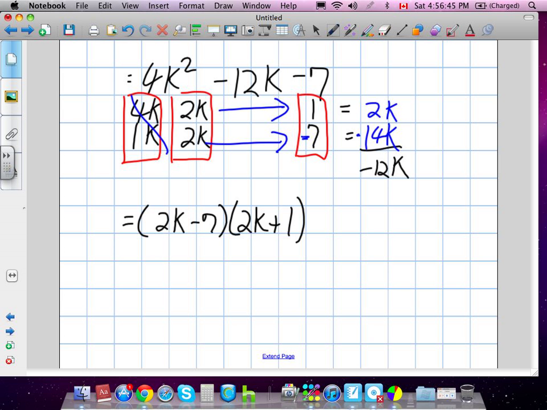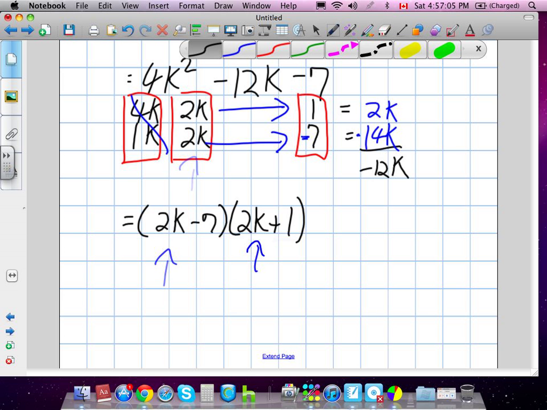Now normally, whatever you multiply by, the 2k and minus 7 have to go in opposite brackets. So I put the 2k here and the -7 in the other, and the 2k and the 1, or 2k and +1. But because the first terms in the brackets were the same, that rule didn't work. But had they not been the same, you'd have to follow that rule.